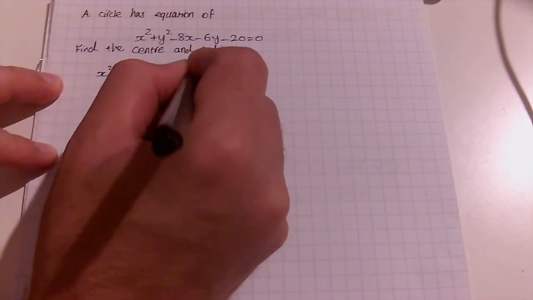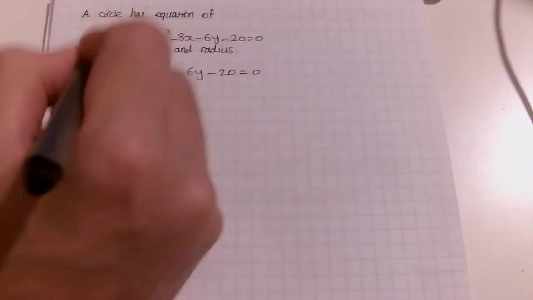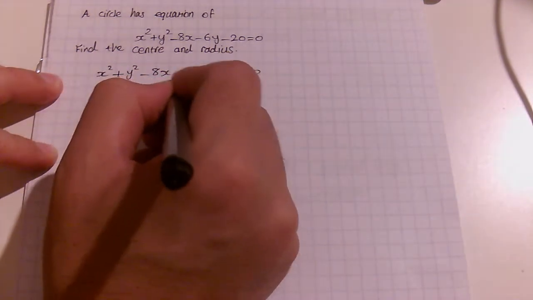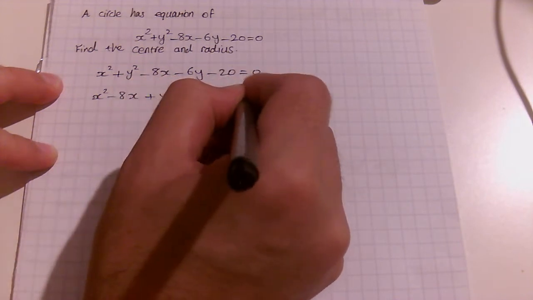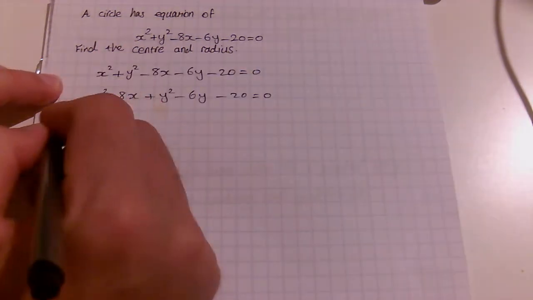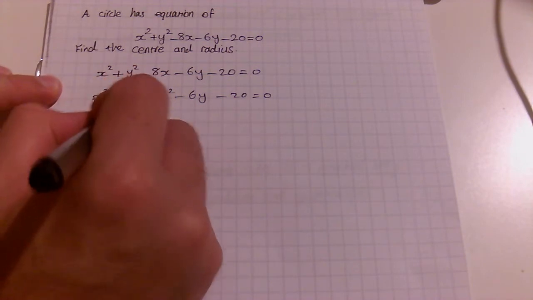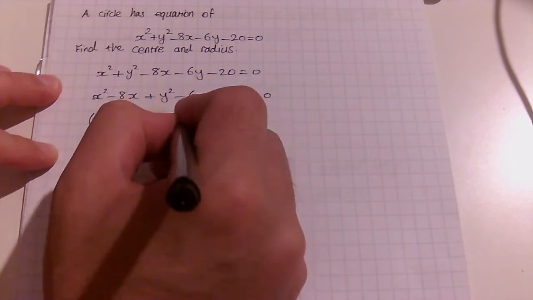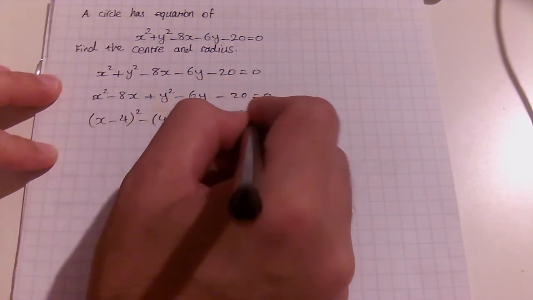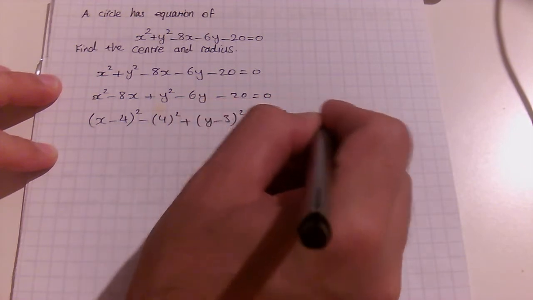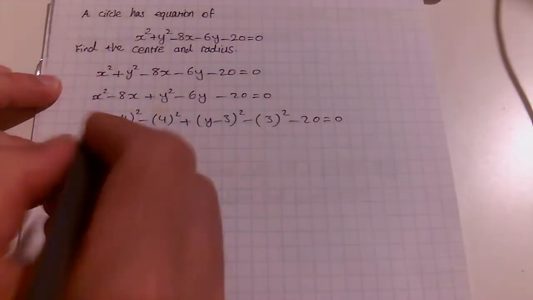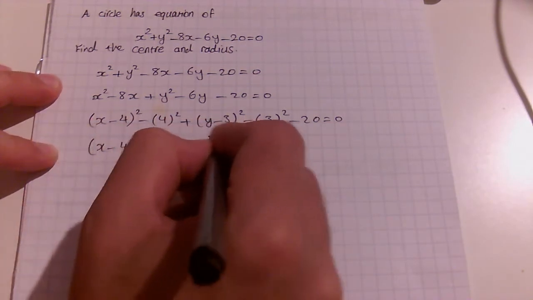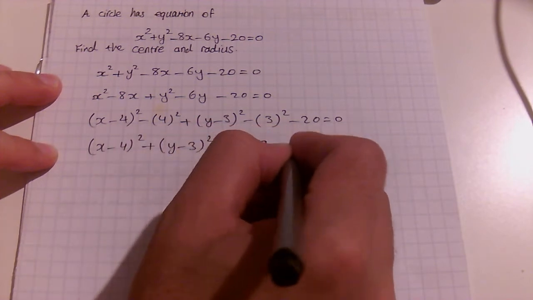x squared plus y squared minus 8x minus 6y minus 20 equals 0. x squared minus 8x plus y squared minus 6y minus 20 equals 0. Let's complete the square for x squared minus 8x: (x minus 4) squared minus 4 squared, plus (y minus 3) squared minus 3 squared, minus 20 equals 0.